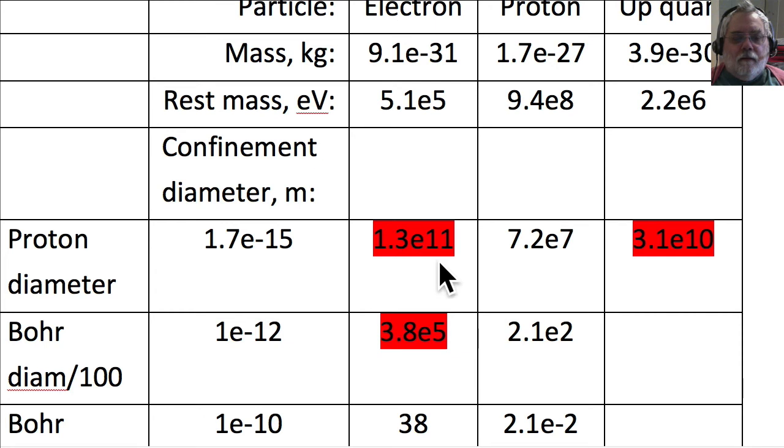So assuming I made no mistakes, the ground state energy eigenvalue in electron volts for an electron mass confined to a proton diameter would be 1.3 times 10 to the 11 electron volts. But whoa, this is almost 1,000,000 times higher than the electron's rest mass energy. So there's no way that this is a valid conclusion.